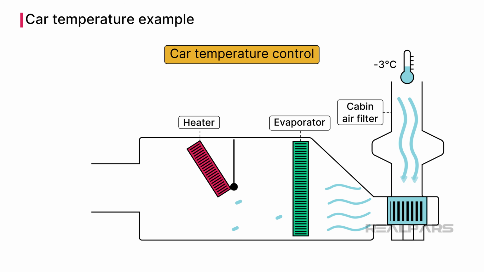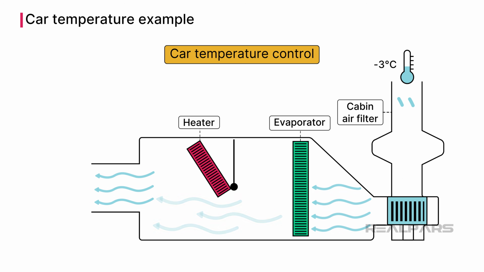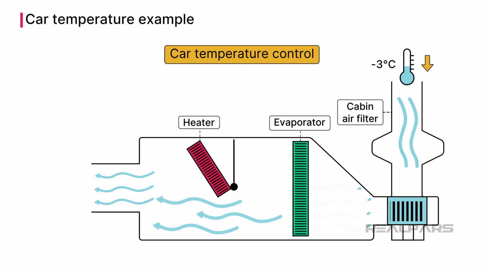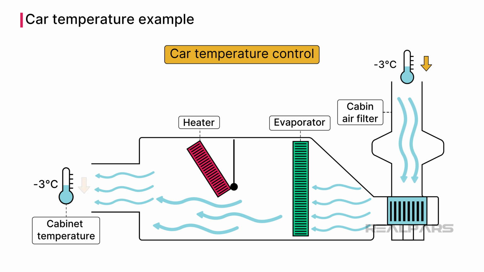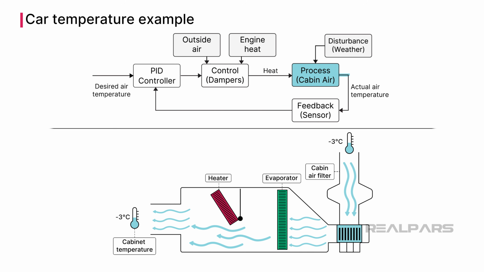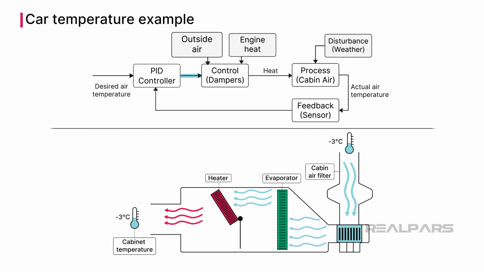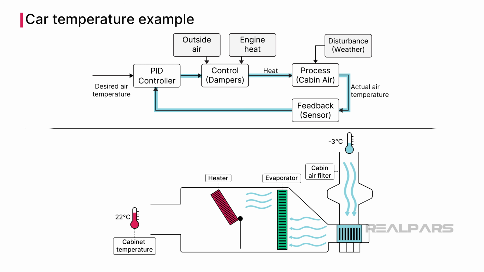We'll apply this concept to the interior temperature control of a car. Let's say you're rolling along the highway when the outside temperature changes, causing the interior temperature to drop. The new cabin temperature is sensed, fed back to the controller, and compared with the desired set point temperature. The controller will move dampers or valves, mixing outside air with engine-heated air, to increase the cabin temperature until it reaches the set point.